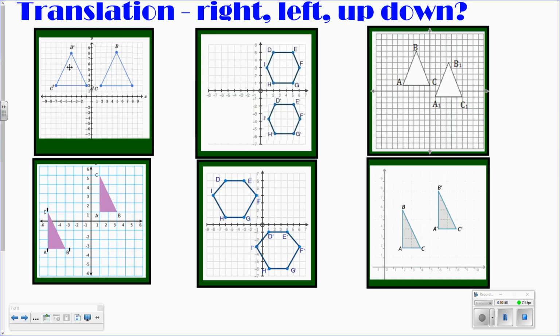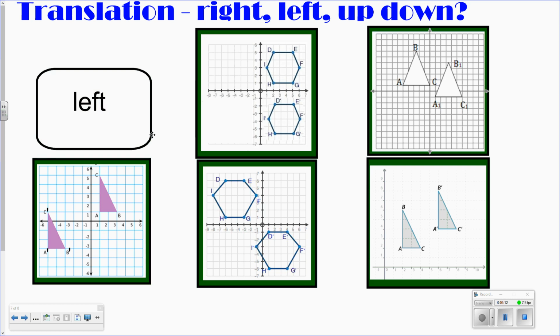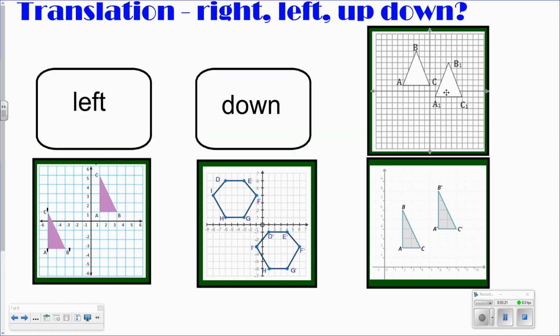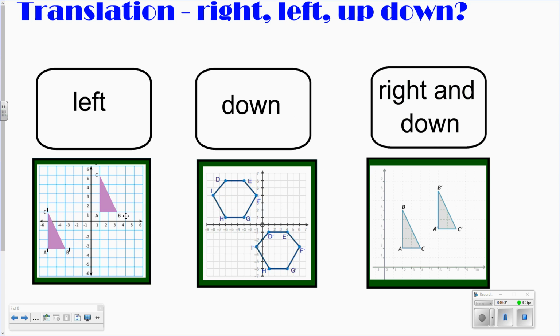So let's look at these. What happened here? Translation, and you could almost say that looks like a reflection, but see how C and C prime are in the same place. So the only way that could happen is if it slides over, so it's going left. This one, looking at the pre-image, E to E prime, it's going down. From A to A prime, they put a little 1 here, so it's a little different, but we get the idea. It's right and down.